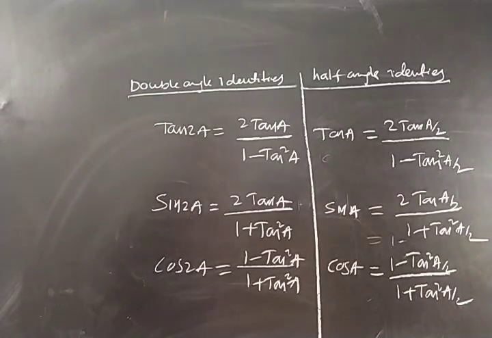Okay, these are the half angle identities. Using these identities, we have to solve problems. In the next class we can discuss the problems.